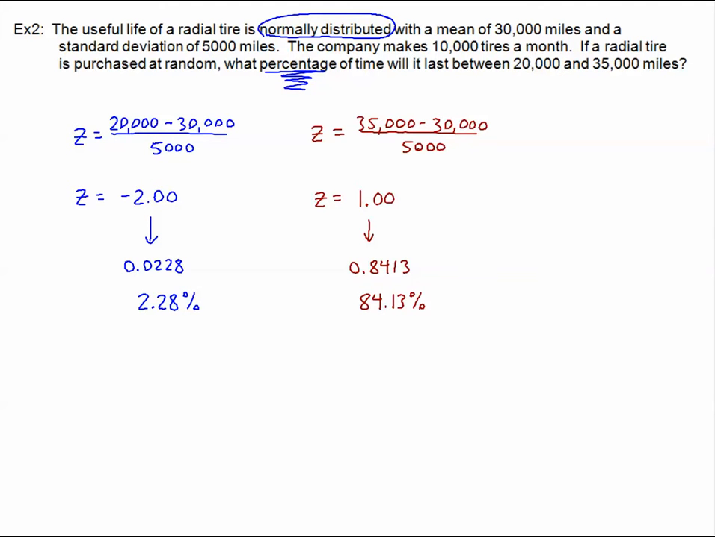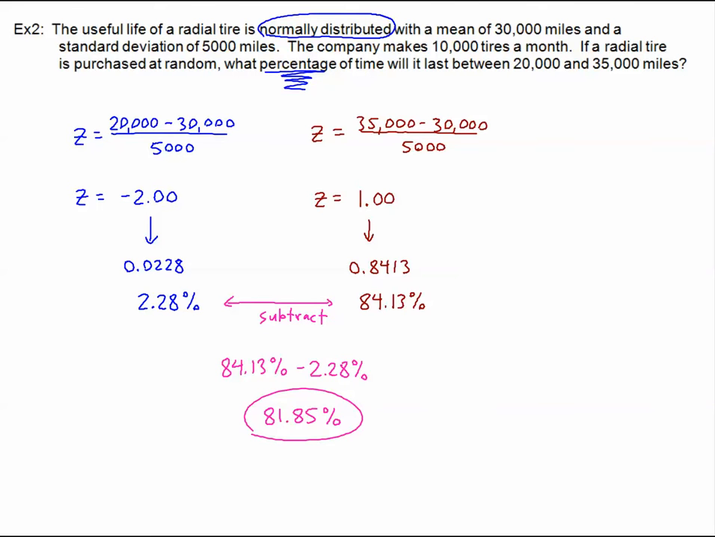So we're looking for the percentage of time where they'll last in between these two things. So what we need to do is just subtract. We're going to subtract these two percentages, and we'll have our final answer. So 84.13% take away 2.28% is 81.85%, and there's our final answer. Great.